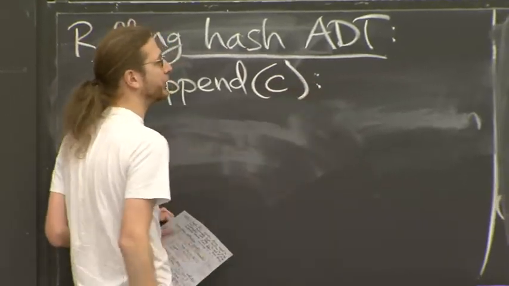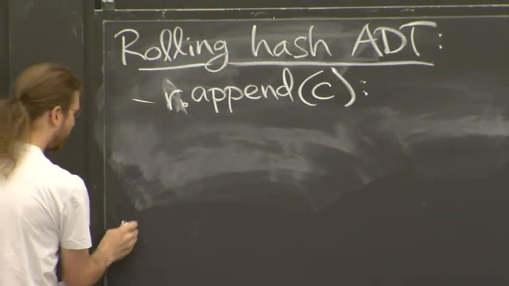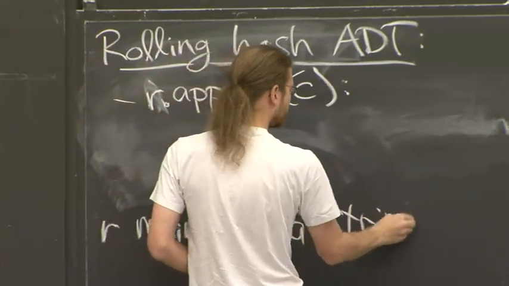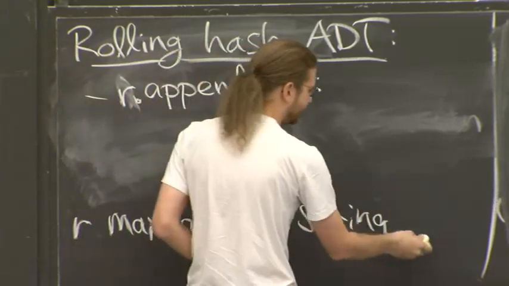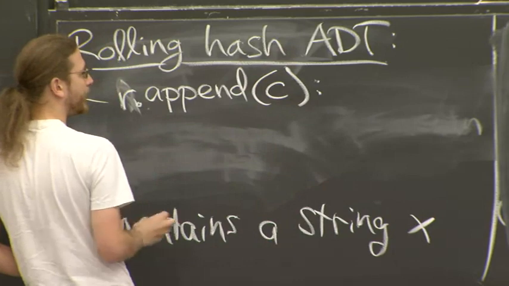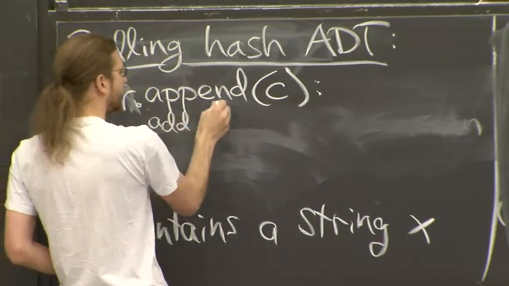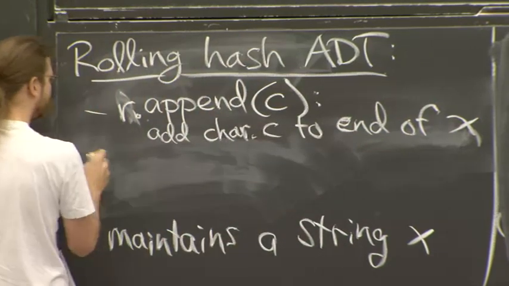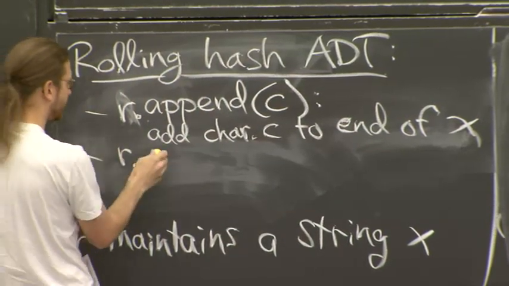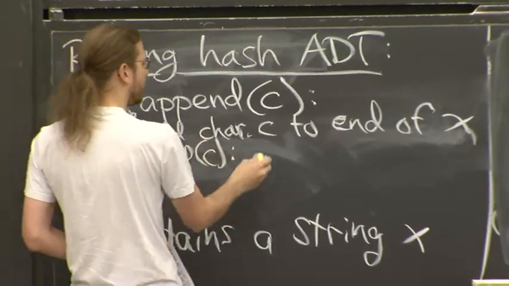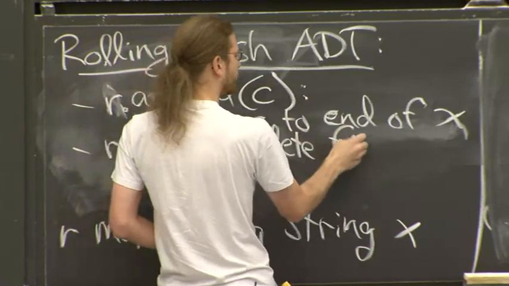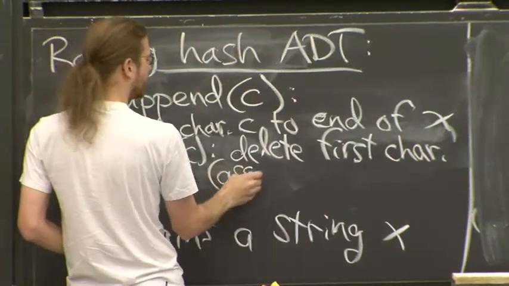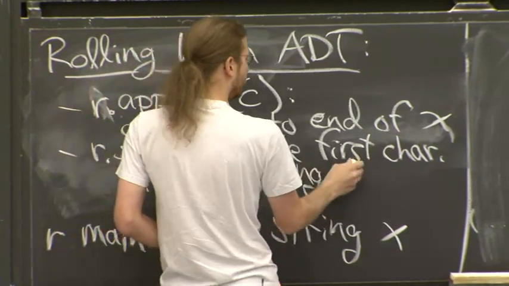I'd like to be able to append a character. Okay, I should say r maintains a string. So there's some string. Let's call it x. And what r.append of c does is add character c to the end of x. And then we also want an operation which is, you might call it pop left in Python. I'm going to call it skip, a little shorter. Delete the first character of x, and assuming it's c.